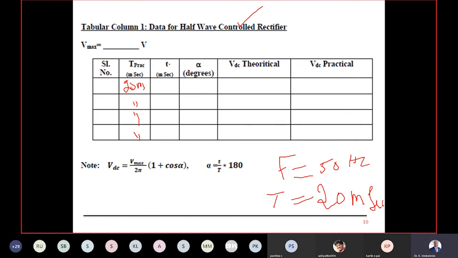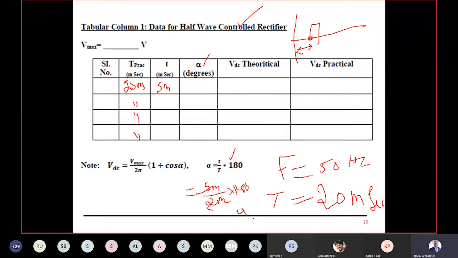We see how much time it has taken to generate the pulse. Maybe I may be generating the pulse somewhere here. I note down how much time it has taken to generate this particular pulse point, maybe 5 millisecond, say as an example. Then I can calculate the firing angle alpha based on this formula: alpha is equal to small t by capital T into 180. Small t is 5 millisecond, capital T is 20 millisecond, into 180 degrees. So 180 by 4 means 45 degrees. I'll be getting 45 degrees, and I can note down 45 degrees here.